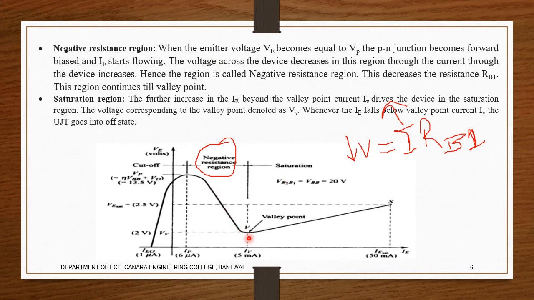It works up till IV. Anything beyond this region is not taken care of; current above IV is not considered. So it has to work in this region itself, which we call the negative resistive region. So what are the three regions? Cutoff region, negative resistive region, and the saturation region.